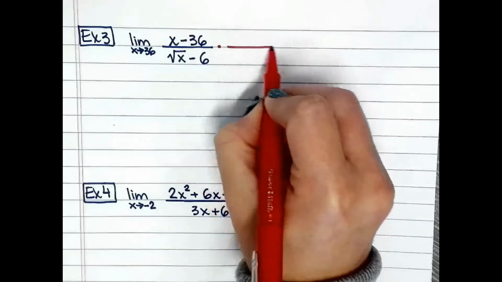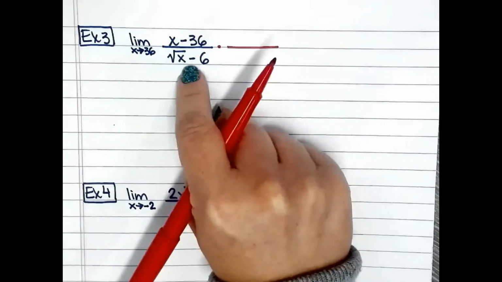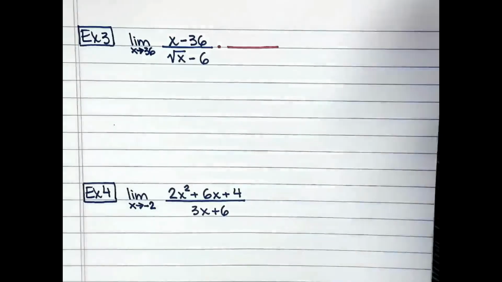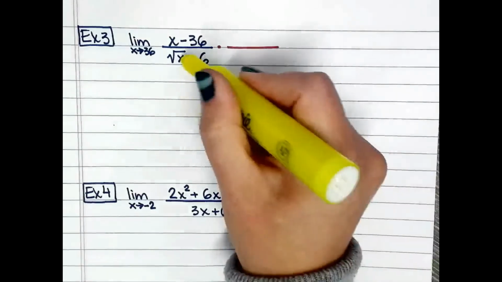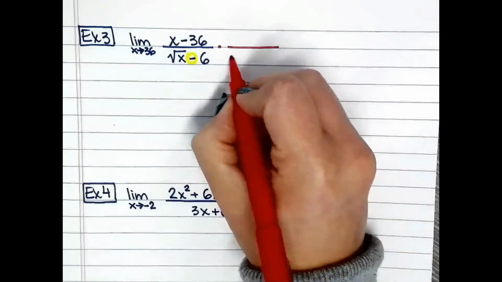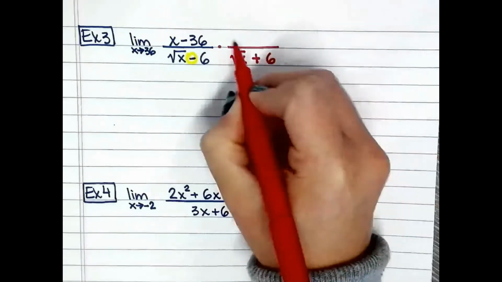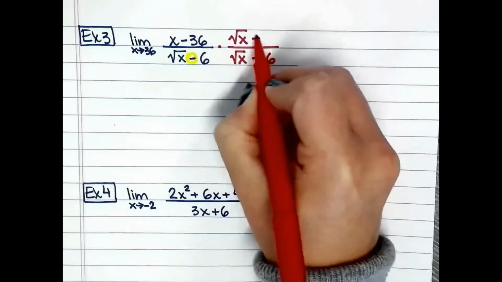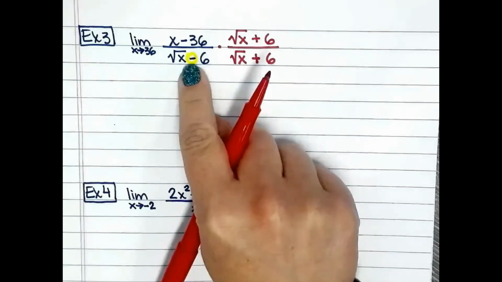Well, you will multiply numerator and denominator by whatever you have here. But you have to do this with the different sign of that. So if that is negative, you need to multiply by square root of x plus 6. Be careful with that because the sign has to be different than this sign.